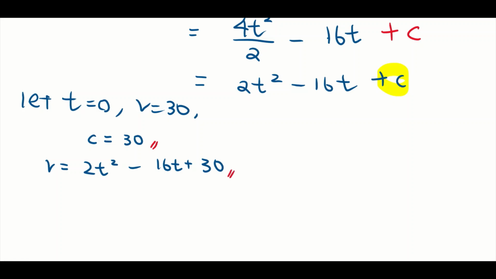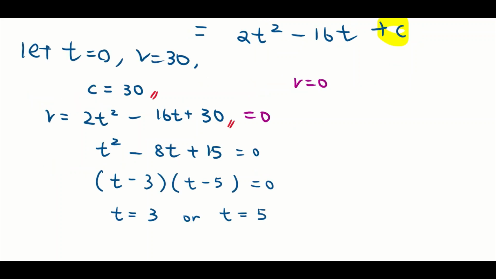But we're not done yet. We want to find the values of t when the particle is at instantaneous rest, which means v equals 0. So let's equate v equals 0. After doing some simple factorization, I will get two values for t: t equals 3 and t equals 5. The highlight here is that the particle can change direction at these two timings.